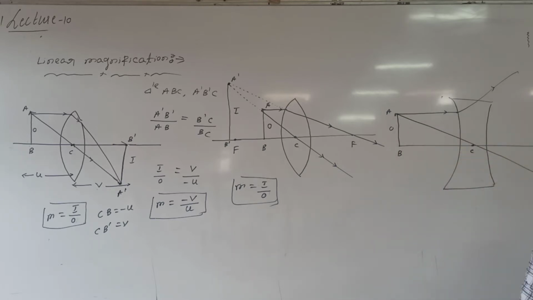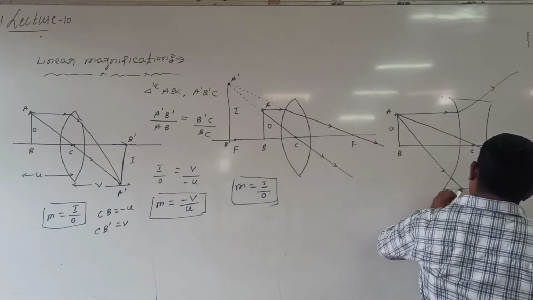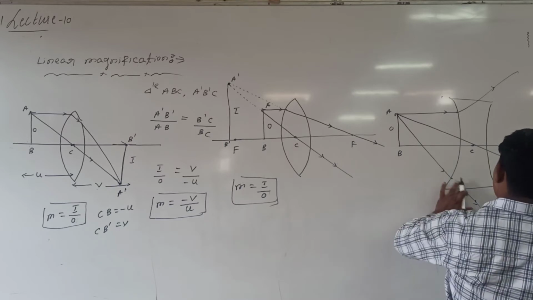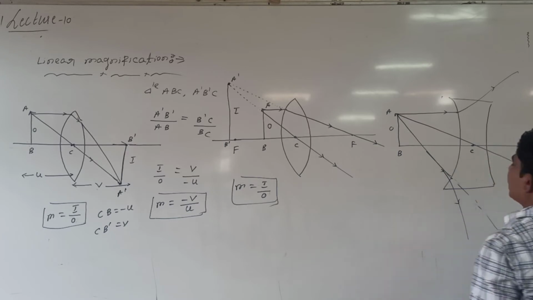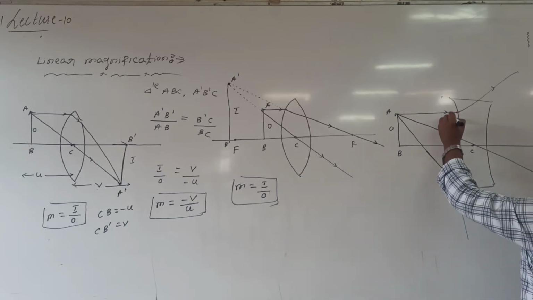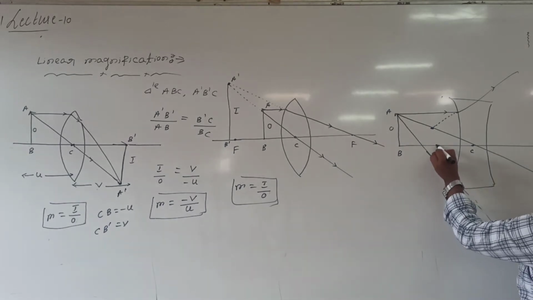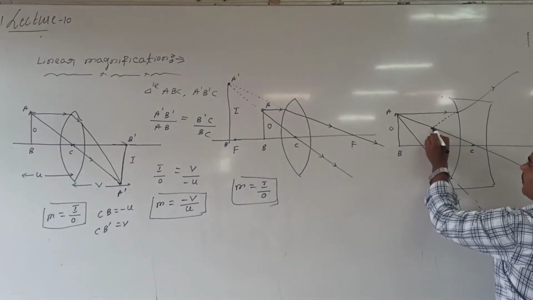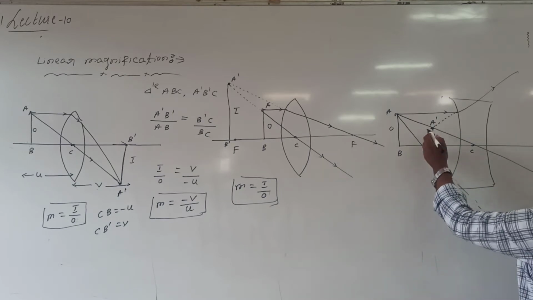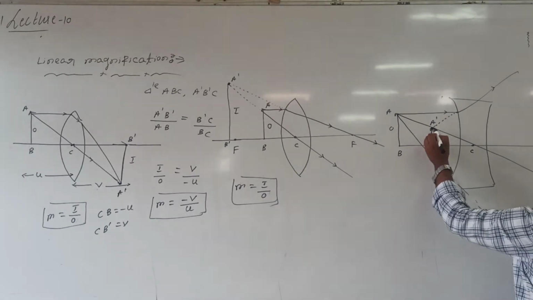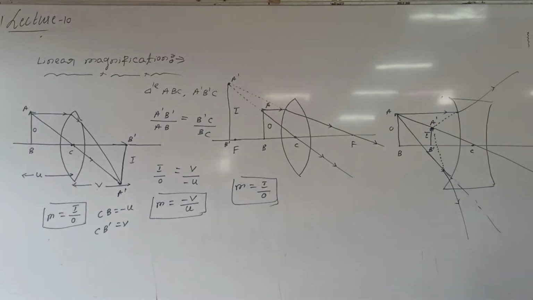Let us take one more ray of light incident at this point. After incidence it may refract like this. Look at it. If the refracted rays are produced in the backward direction, where can they meet? They meet at A dash. Then if we join this line, this represents A dash B dash, which represents the size of the image.